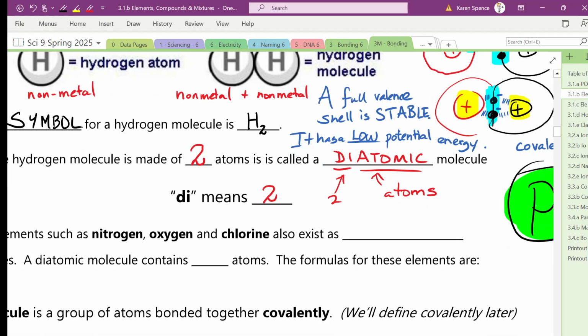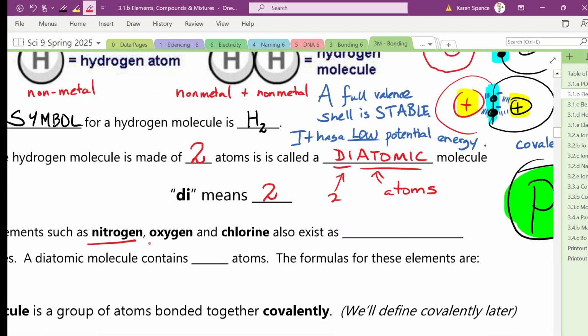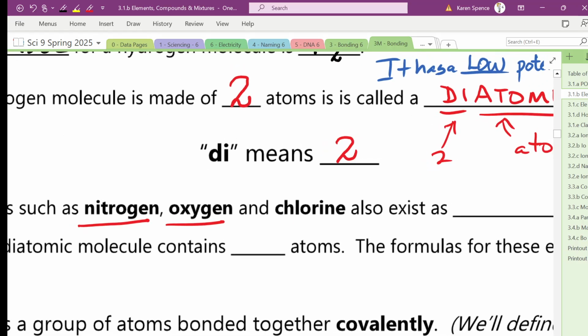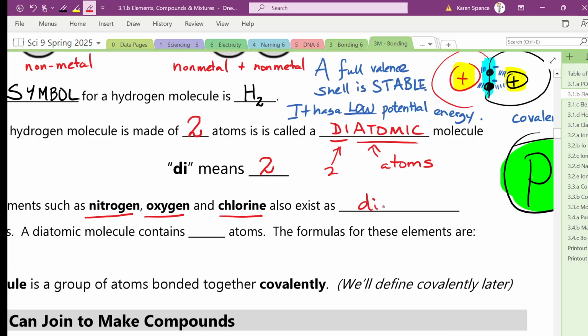However, it turns out that being diatomic is fairly common in the element world. So for example, nitrogen and oxygen and chlorine also exist as diatomic molecules. So do bromine and iodine, and I think there's another one, fluorine. But a diatomic molecule contains 2 atoms. Let's write the formulas for nitrogen and oxygen and chlorine.